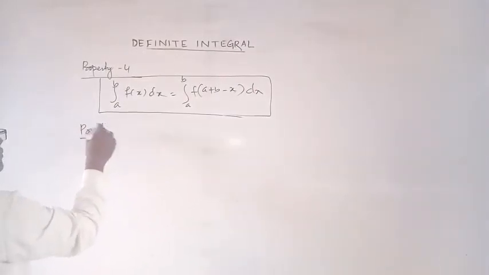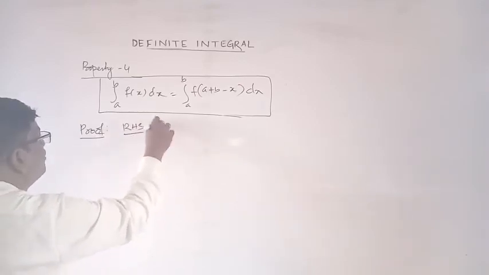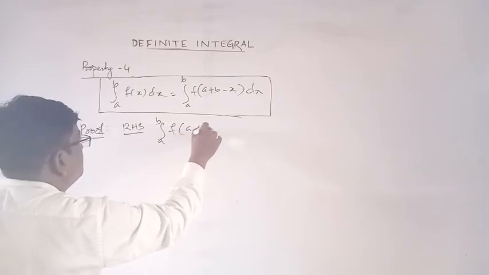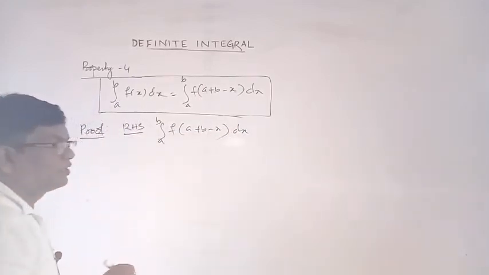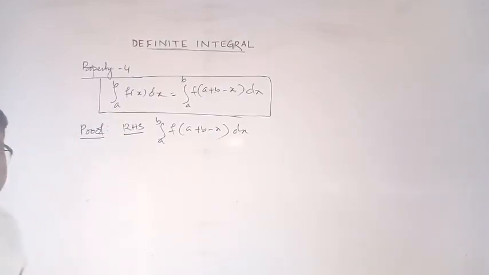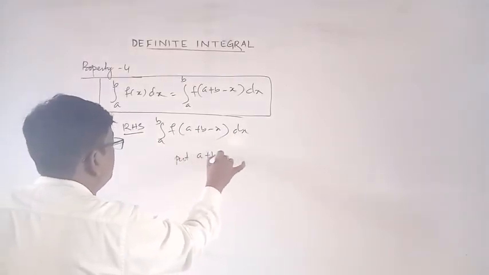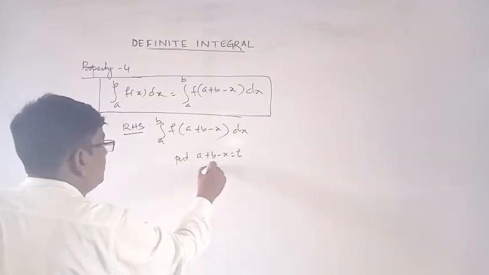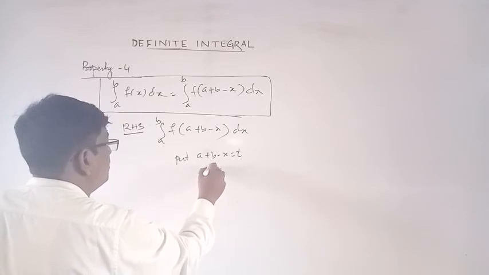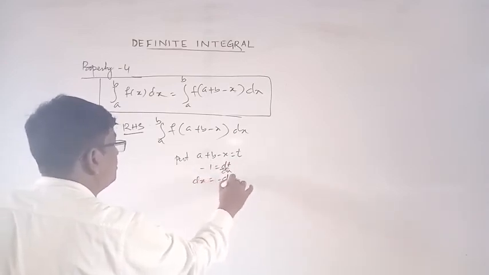Proof. Okay, RHS: integration a to b f of a plus b minus x dx. This is the right hand side, and let's put a plus b minus x equal to t. Differentiate: minus 1 dt by dx. So dx is equal to minus dt.